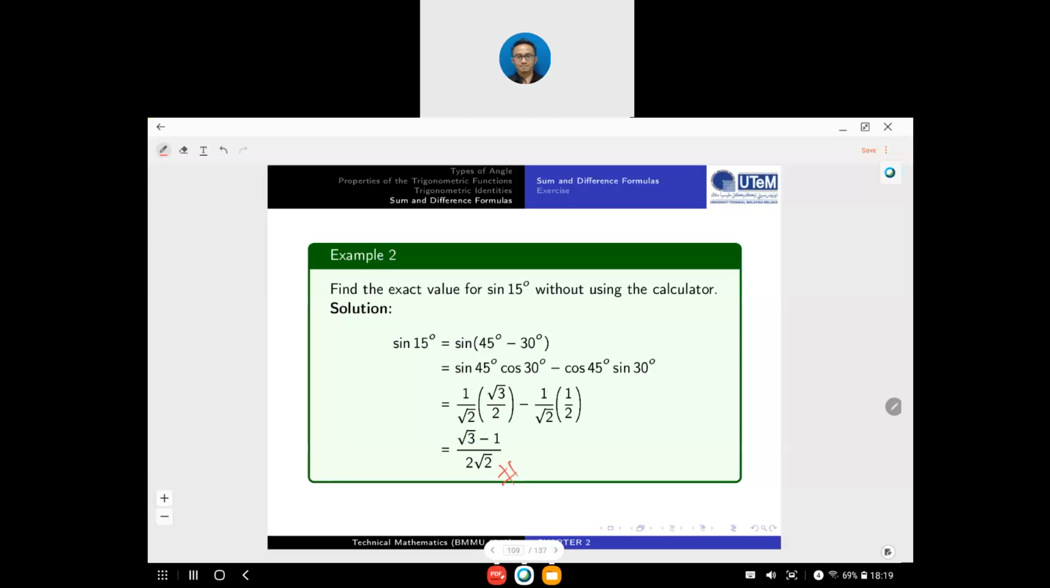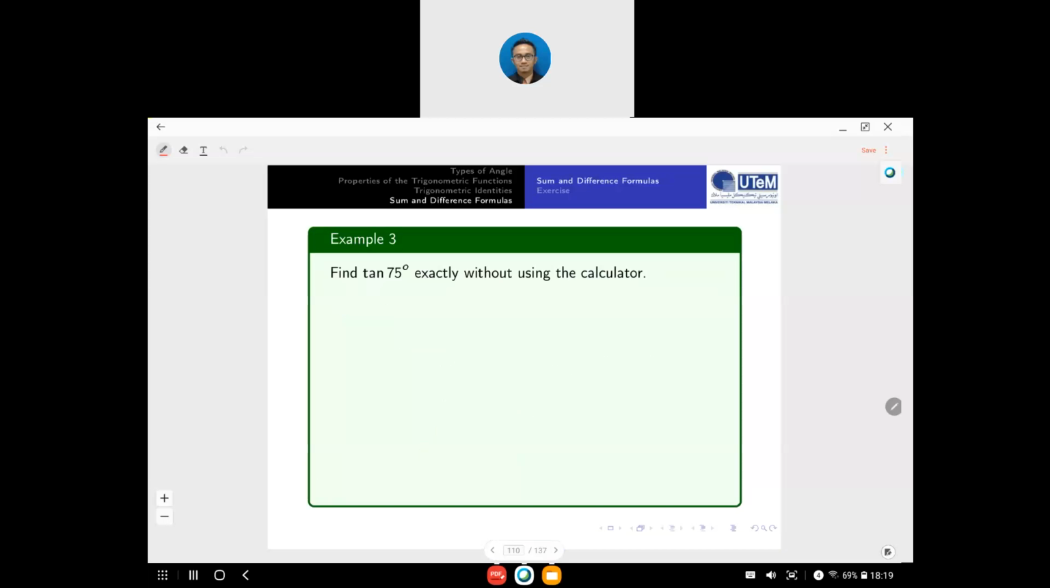So we know whether you are using the calculator or the special triangle, because when you press the calculator, the answer is not given in this form. Okay. The last example for today.